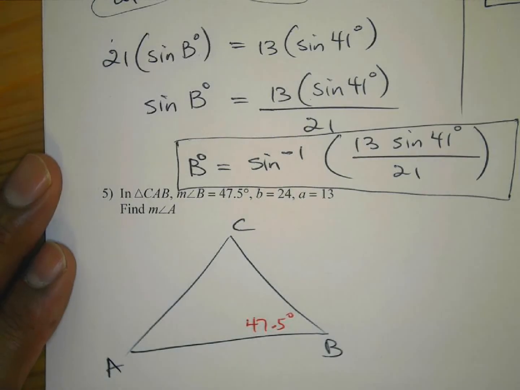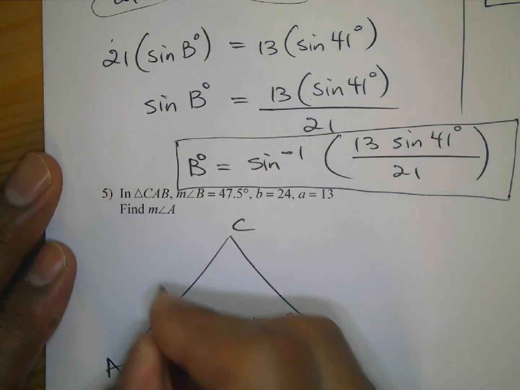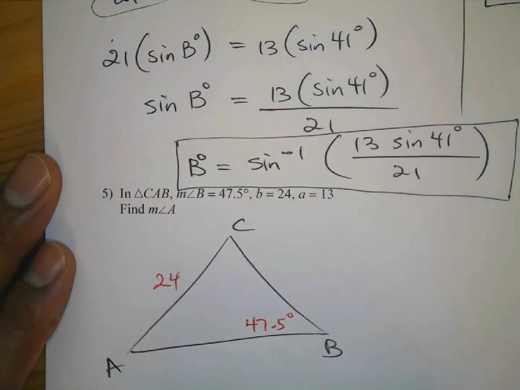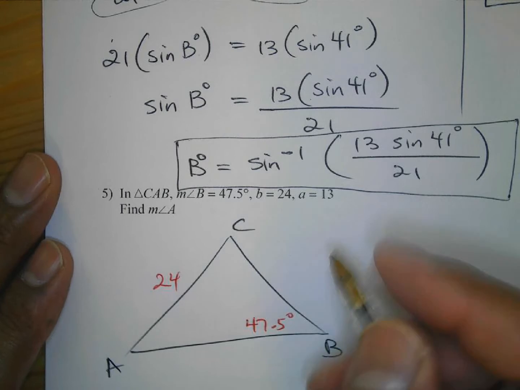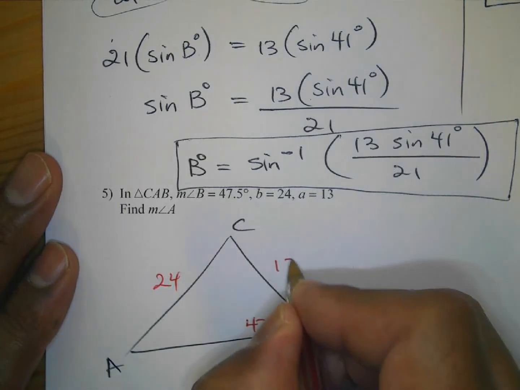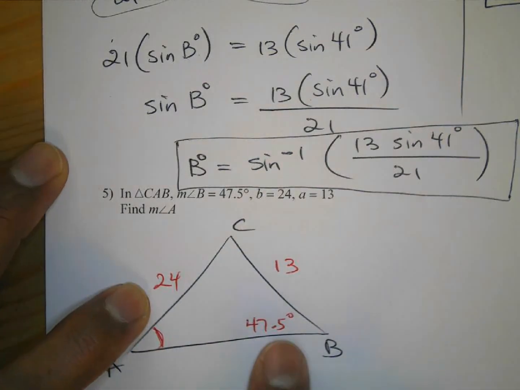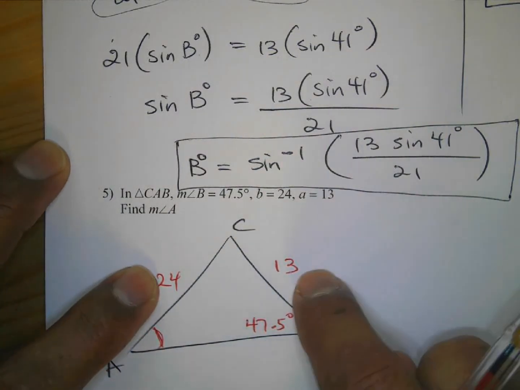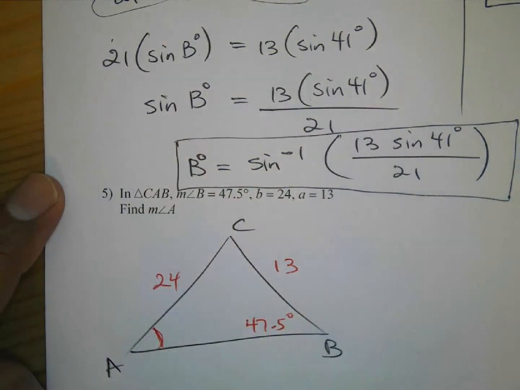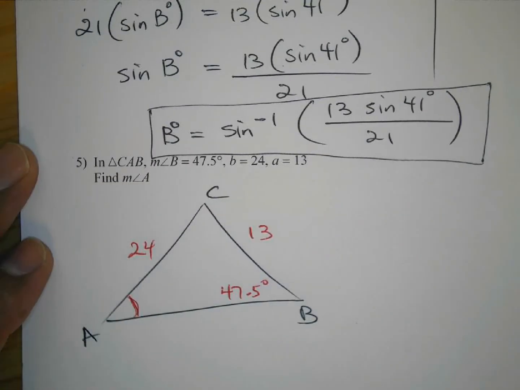the measure of angle B is 47.5 degrees. Okay. Side B is 24. Okay. Side A is 13. So obviously they're going to ask you for angle A. Remember, I'm going to use the angle on the side that I know, and if they give me this side, well, then they're going to have to ask me for this angle, right? All right, here we go.